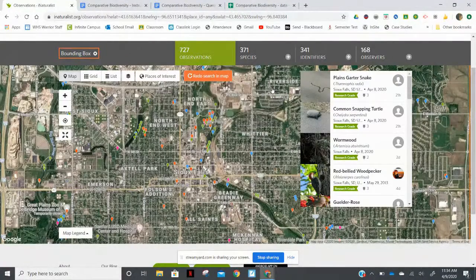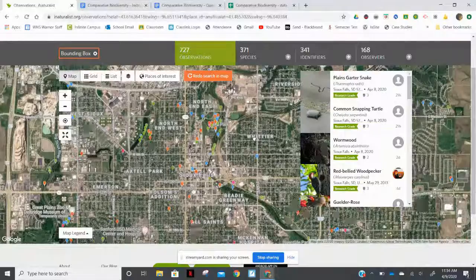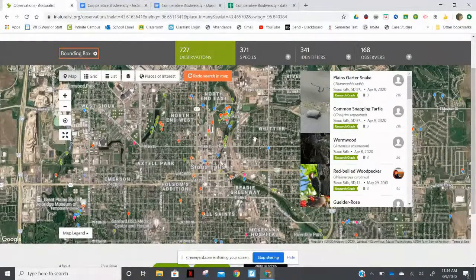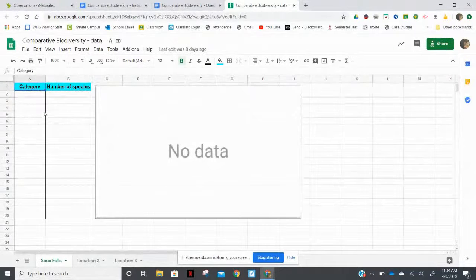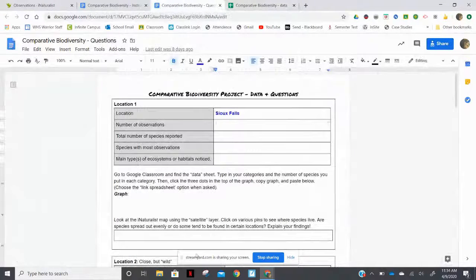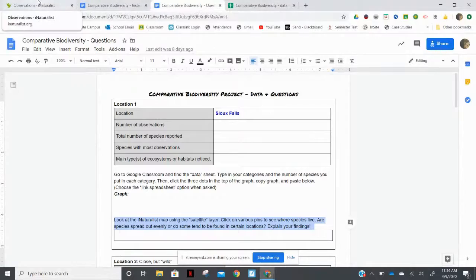I should come back to this. To back up just a minute, I had them count the number of different species in the area and put them into a chart, and ultimately put that chart or graph in the document here. Then, like I said, I had them look at the iNaturalist app and try to see if they could find different trends in the data.